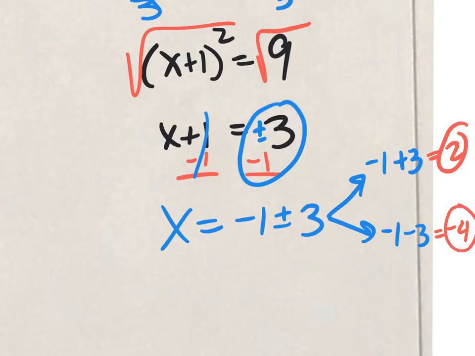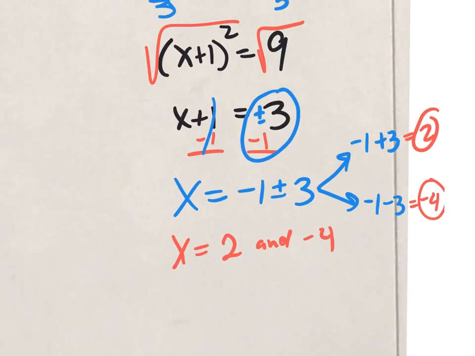2 and negative 4. On your answer sheet, you should put x equals 2 and negative 4. Or you could put x equals 2, x equals negative 4. Don't write it as a coordinate, right? We don't have x and y values here. It's just two answers. x equals 2, x equals negative 4. What do you guys think?